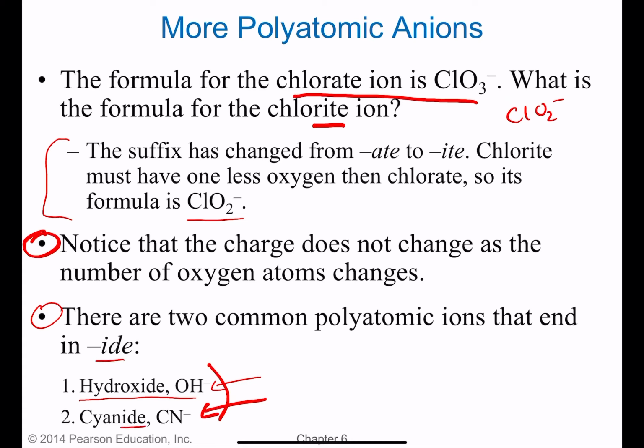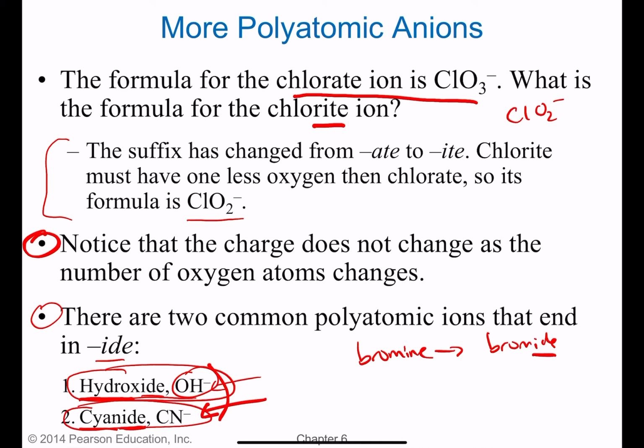Now, one bit of confusion, and I apologize for this, but we're using the IDE again. So remember with the nonmetals, when it goes from an atom to an ion, for example, bromine becomes bromide. So there's that IDE ending. Here's the IDE ending again, but this is cyanide. So there is no element called cyanine, and there is no element called hydroxine or anything like that. So you'll just have to recognize that hydroxide is specifically referring to OH minus, and cyanide is referring to the CN minus. You just have to memorize those formulas.